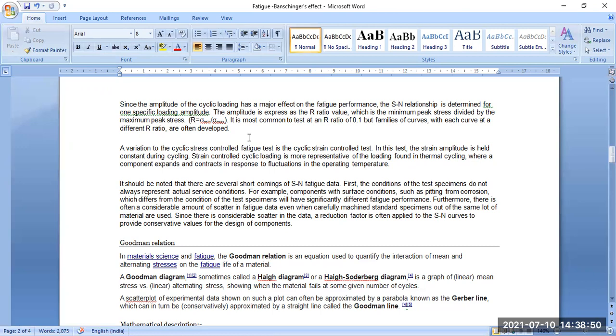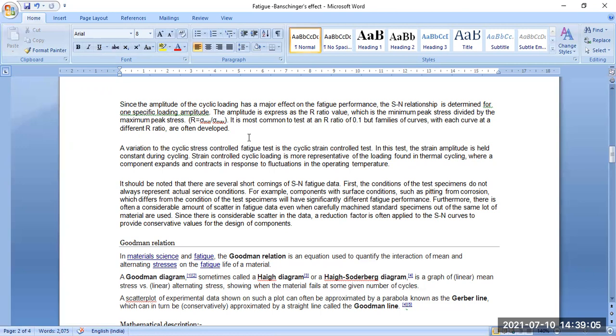Strain control cyclic loading is more sensitive to the loading in thermal cycling, or repetitive events, where the material expands and contracts in response to fluctuation of the operating temperatures.